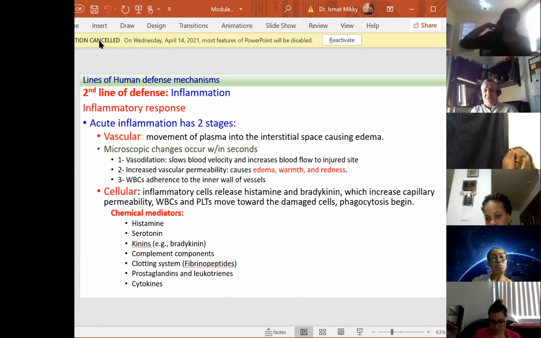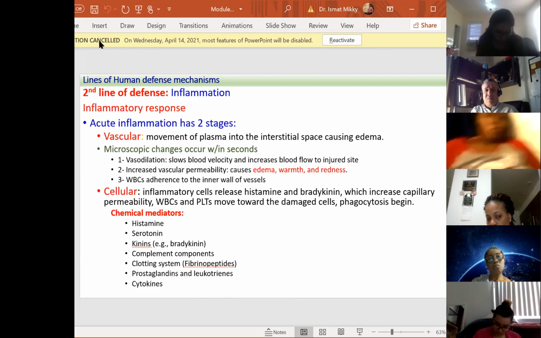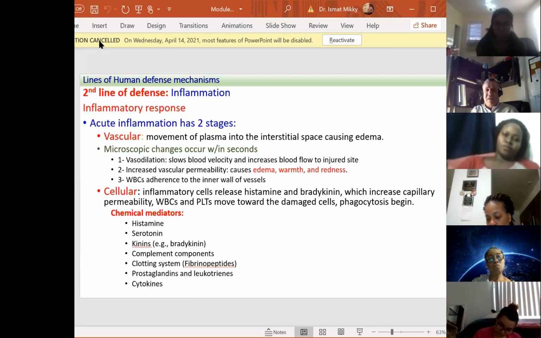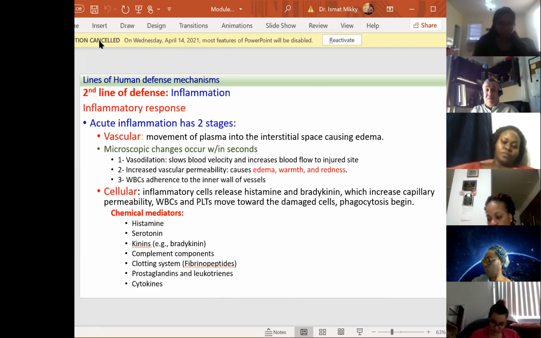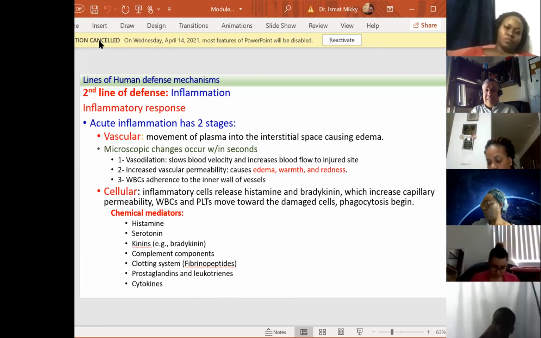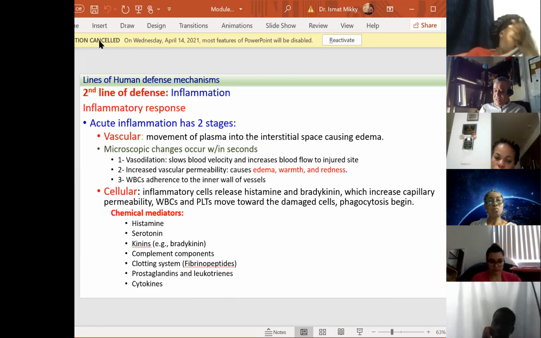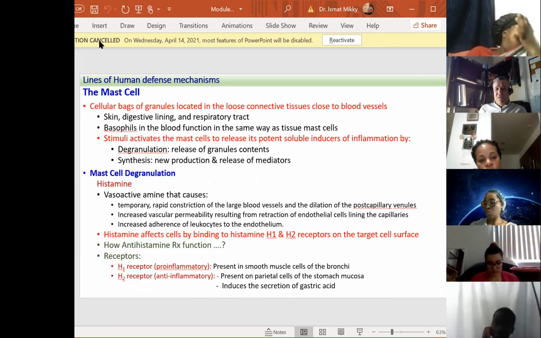White blood cells and platelets move toward the damaged cell, which is what is called phagocytosis, to engulf the invading organism. It can be an invading particle or substance, or any object, including microorganisms. So these are some of the chemical mediators that will be released from the mast cell to create the increased permeability of the blood vessels and result in leaking of some fluids out of the blood vessels.